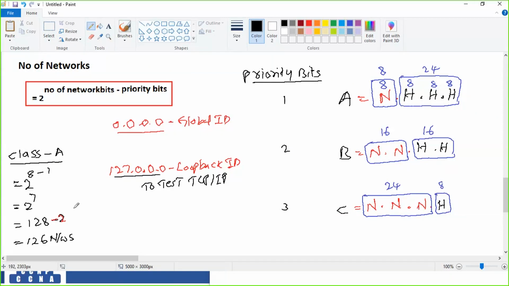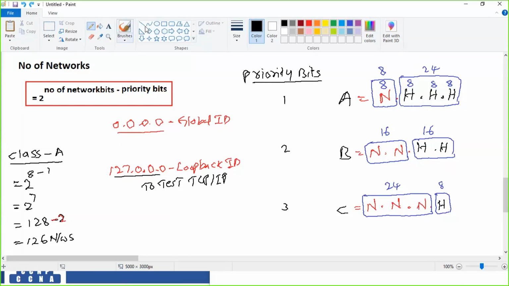So why are 2 networks minused? One for global ID, one for loopback ID. The remaining in between, like 1 network, 2 network, up to 126 networks, can be used. Between 1 to 126 networks are used. So the minus 2 applies only in class A. Class B full networks and class C full networks we can use. Is it clear?